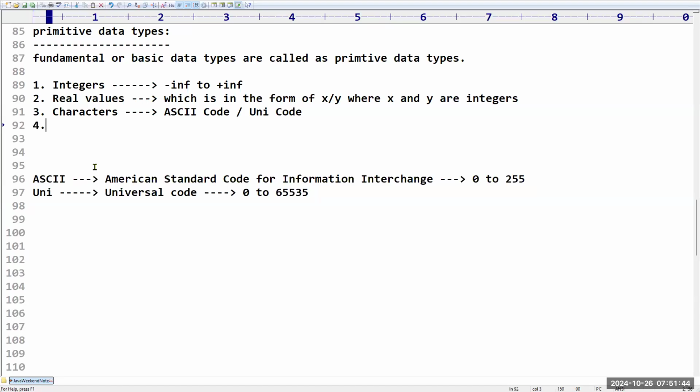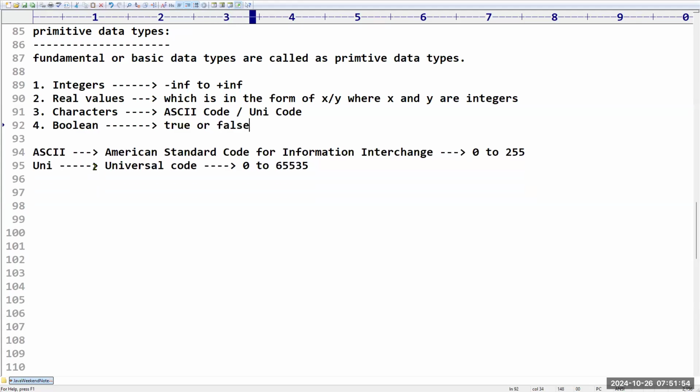And the last category that we have is Boolean. Sir, what is the purpose of this Boolean? If you want to represent true or false kind of things, then we have to go for which type? Boolean. These are nothing but the four fundamental data types that exist. I hope you are clear with this. Any questions?